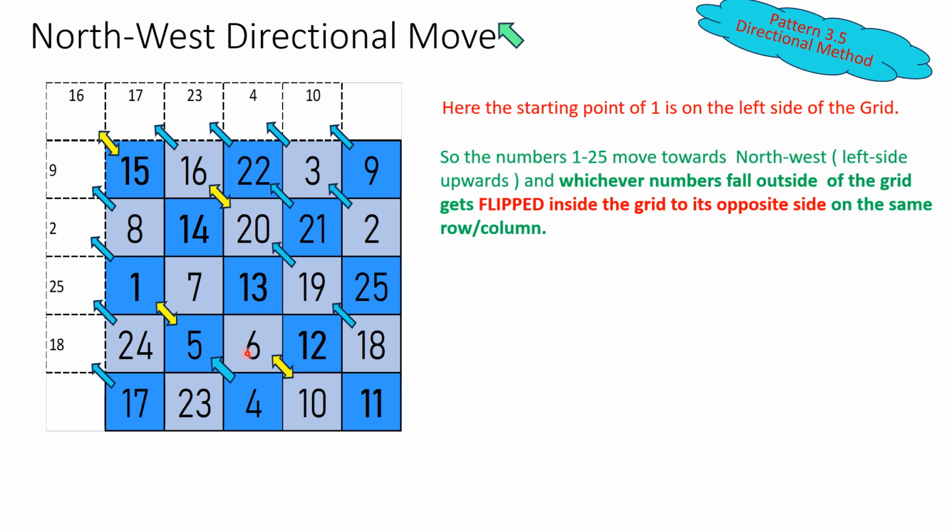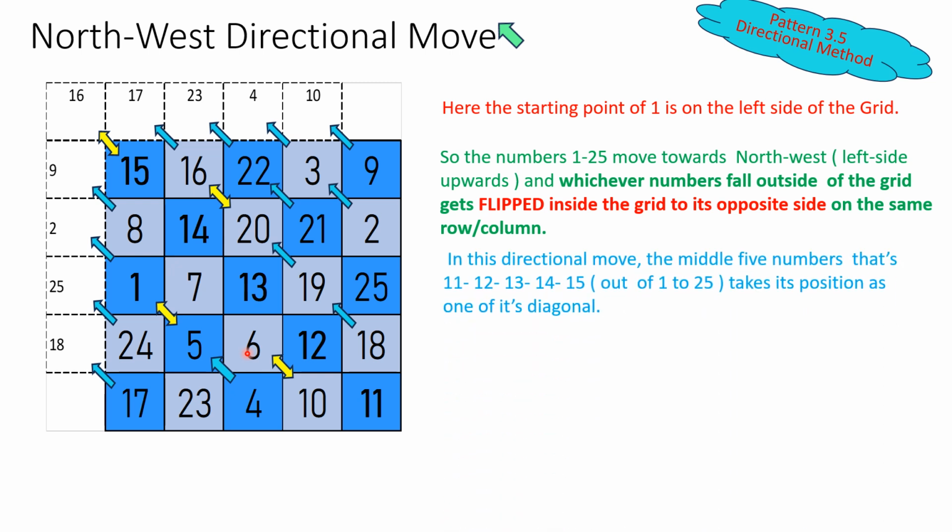So check the numbers 6, 7, 8, 9 get flipped inside, then 10. After 10 you are unable to move, there is a jerk, and it takes its right side. One more thing you should observe: after that you are getting 11, 12, 13, 14, 15. The middle number out of 1 to 25 is 11 to 15.